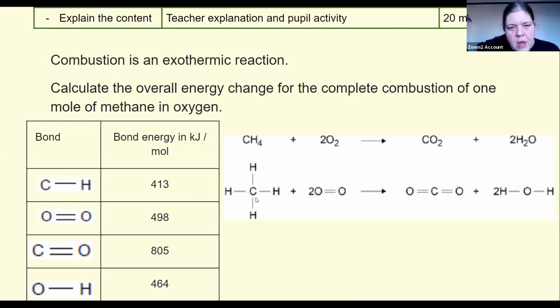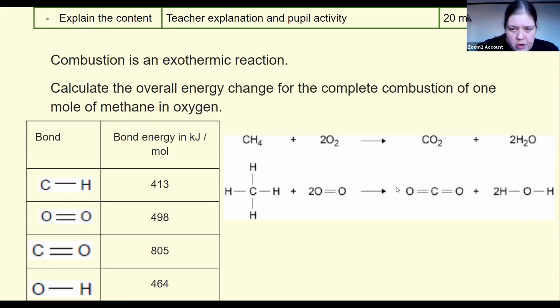So 4 times 413, because we've got carbon, hydrogen, so 4 of those. Now here it says there's 2 of, so that means there's 2 of these. I haven't got enough molecules to make another one, but there's 2 of them. So because it's got a double bond here, it's 498 times 2, because there's 2 of them. Then you add all that together and that would be the energy needed to break those bonds.